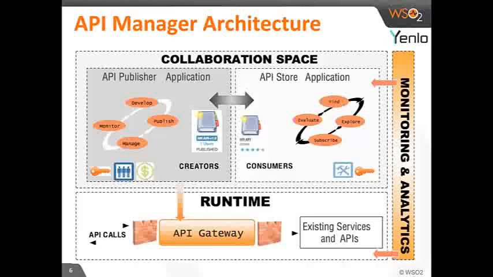Hi. At a higher level, we have three web applications. One is called API Publisher, the other is called API Store, and then there's an administrative application. Let's see what the purpose of these applications is. First of all, when you create an API, there has to be an application which allows you to do that. API Publisher is that application that allows you to create an API.